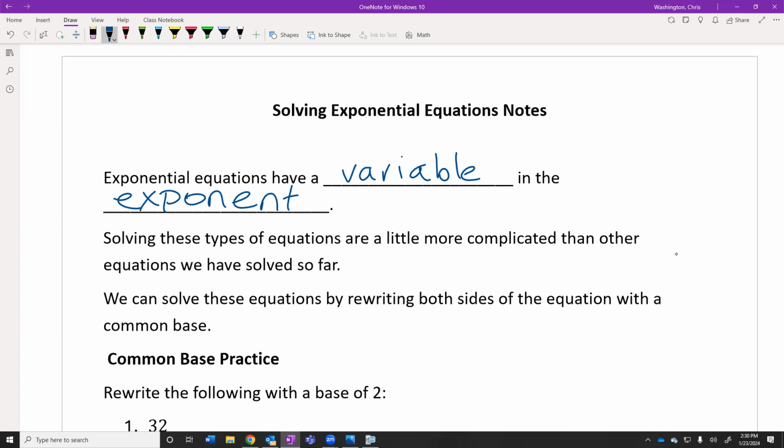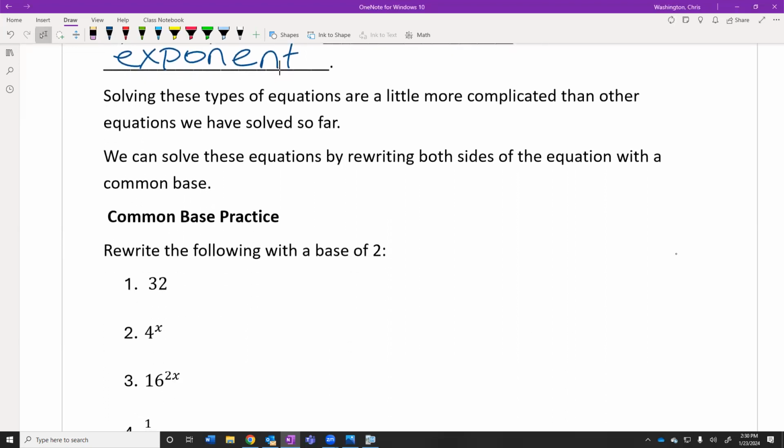So how do we get the x out of the exponent? How do we solve that equation? We need some new techniques in order to do that. The technique we're going to look at today is by taking both sides of the equation and making them have a common base. The base would be whatever's being raised to that exponent.